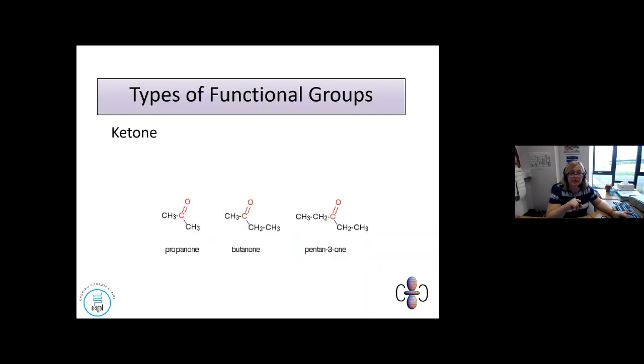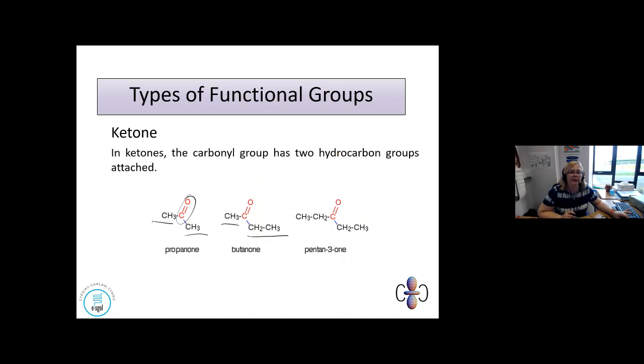Ketone means that the C double bond O is not terminal, it's central to a chain somewhere. So you've got a C double bond O, again, same functionality, but now if you notice there's no H attached to the same carbon as the carbonyl group itself. So there's an alkyl group either side of it. So ketone means that you've got the carbonyl with 2 hydrocarbon groups attached either side of the carbon we're discussing.